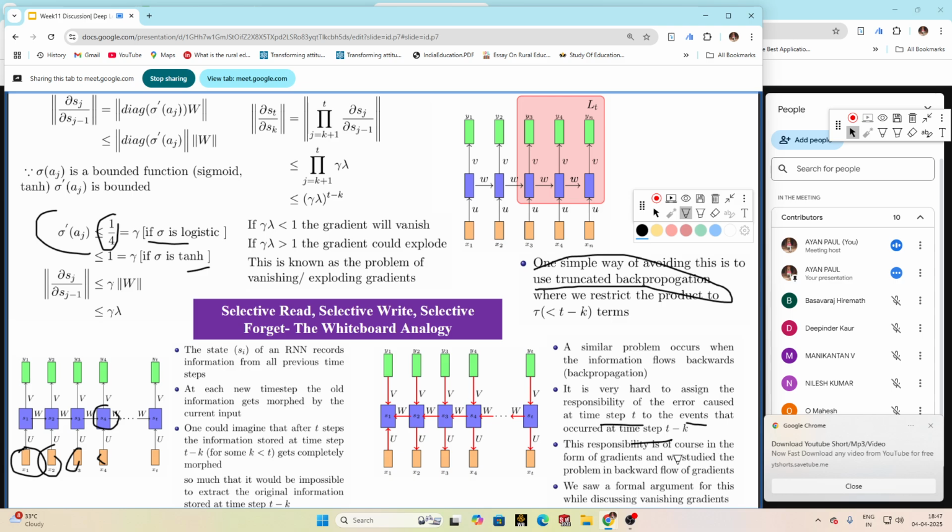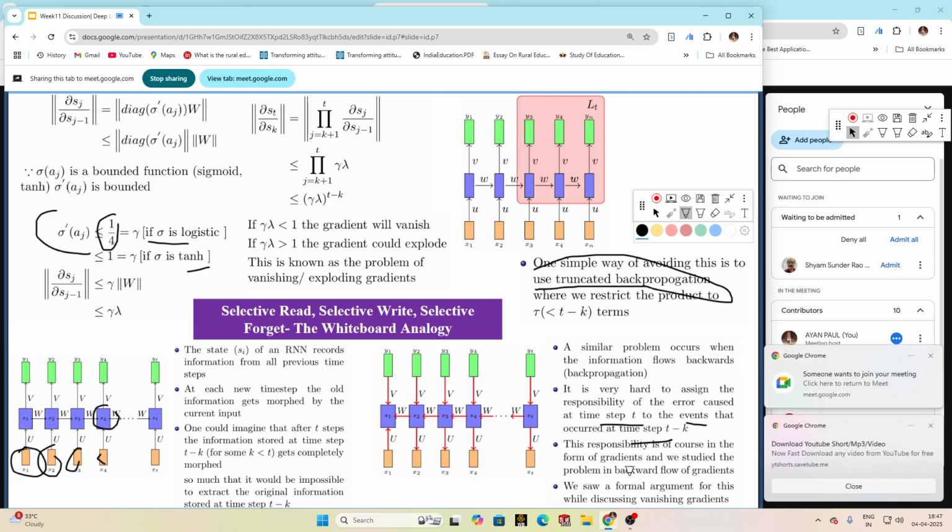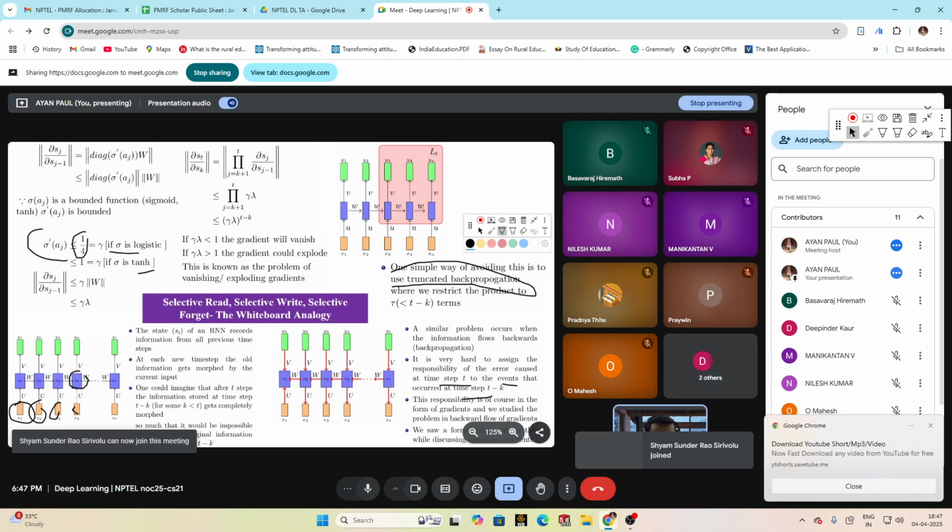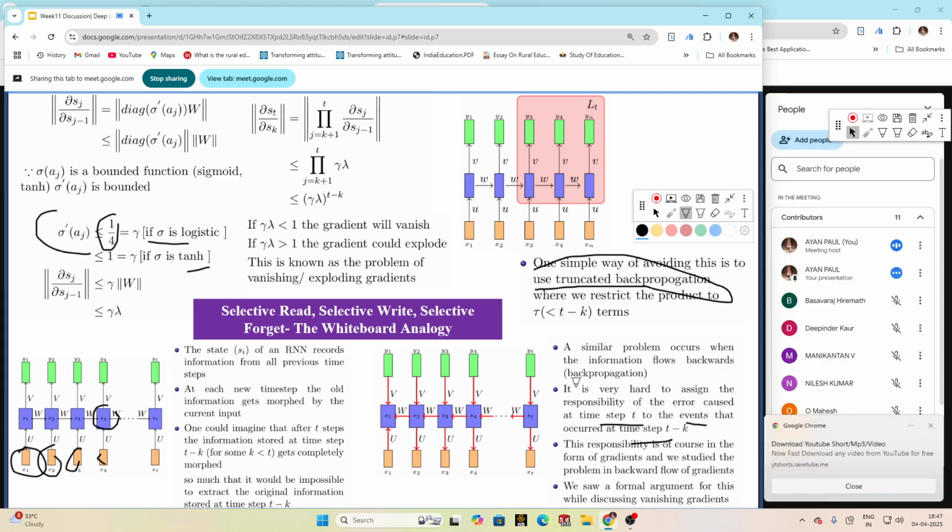This responsibility is of course in the form of gradients, as we studied. Whenever we are propagating back, the loss function will depend on each hidden state. But as we are bombarding each hidden state with a new input, our loss function won't be fully dependent on the particular layer. So these two are the problems of this RNN.